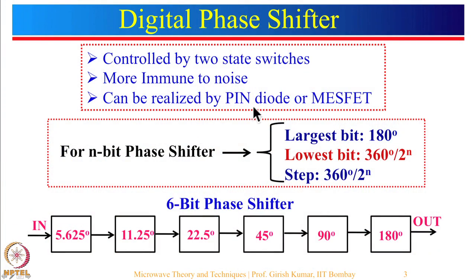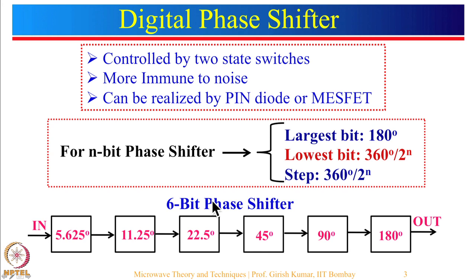These digital phase shifters can be realized using PIN diodes or MESFET. Typically, a digital phase shifter may be an n-bit phase shifter. Here the largest bit will be about 180 degrees, the lowest bit will be 360 degrees divided by 2 to the power n, and each step will be 360 divided by 2 to the power n.